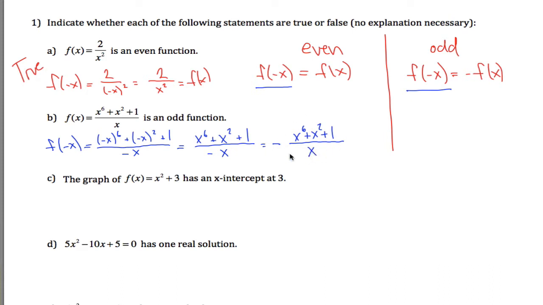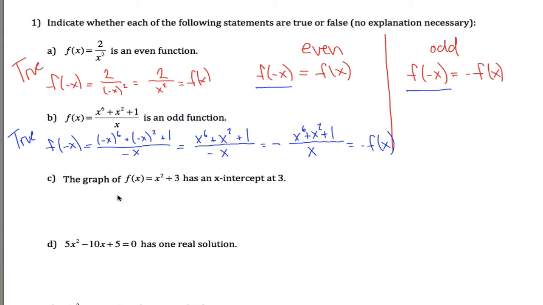And the reason I want to write it this way is because it's a little bit easier to see in this final step that what I have is the negative of f of x. Right? Because f of x is all this stuff. It's x to the 6th plus x squared plus 1 over x. And what's written here is negative that thing. So what I have is negative f of x. What I'm saying is f of negative x is the same as the negative of f of x. That's exactly my criteria for being odd. So in this case, this is also true.